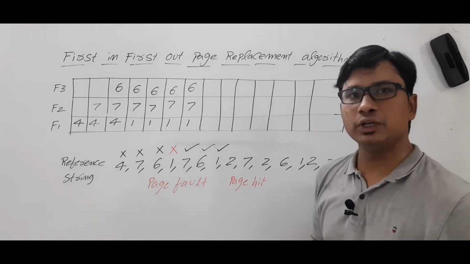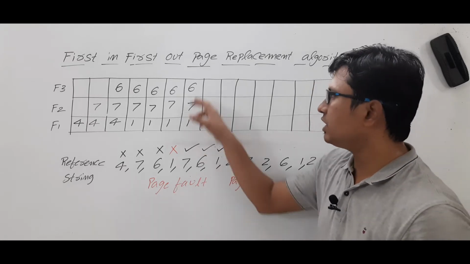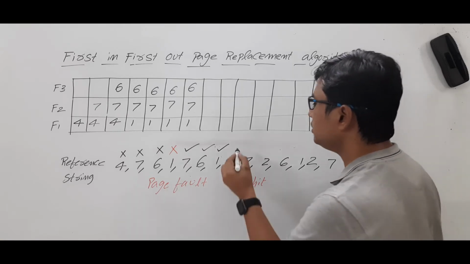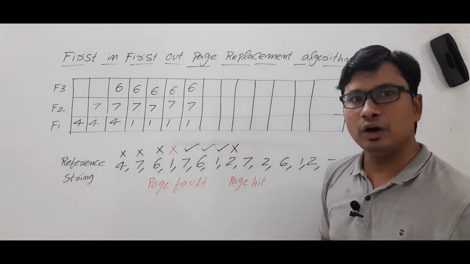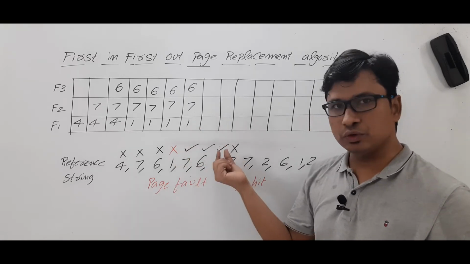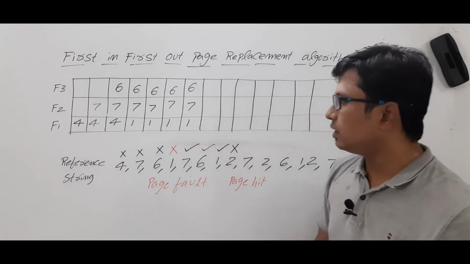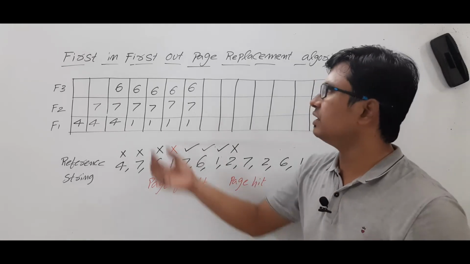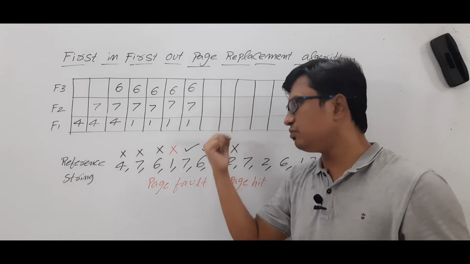Now the CPU is trying to access page number 2. Is page number 2 available in the main memory? It is not available. So it is a page fault. Now we have to find a victim page and do the swap out and swap in. Which is our victim page now? We have to find that using the strategy called first in first out.